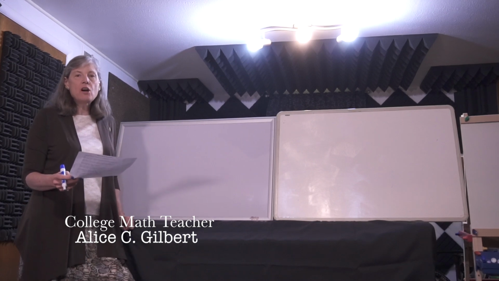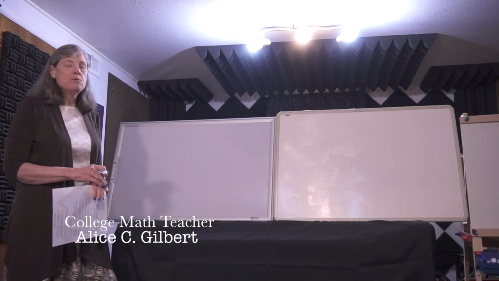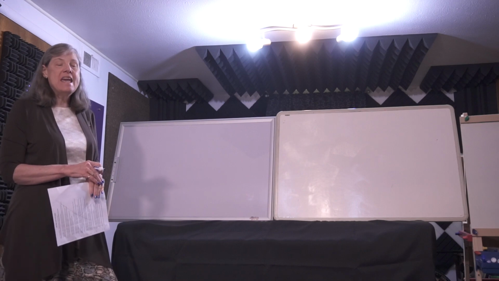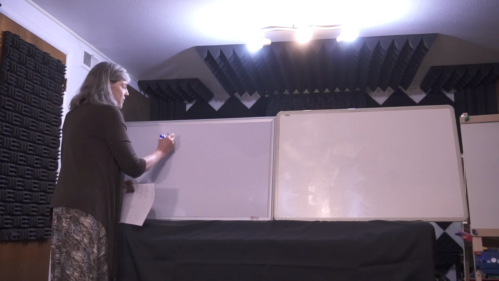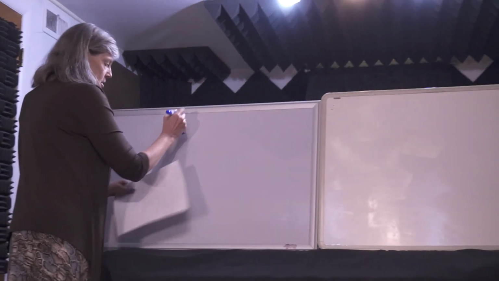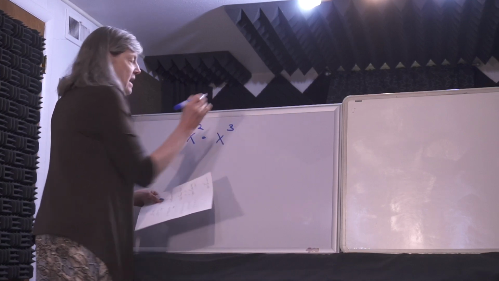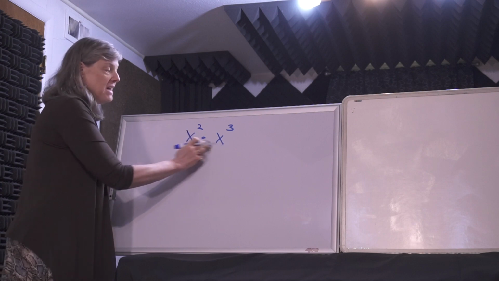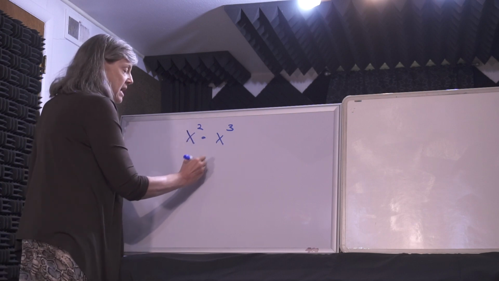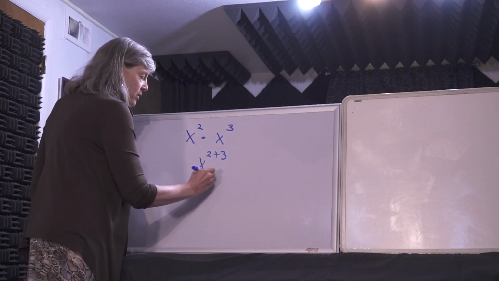All right, now we're going to talk about the rules of exponents. So the first rule we're going to talk about is called the product rule. Remember, product is the name of the answer when we multiply things. So what we're talking about with the product rule is when we're multiplying and our bases are the same, we keep the base and we add the exponents.